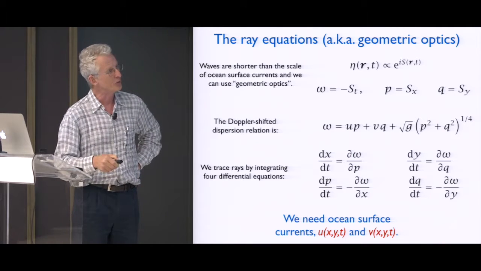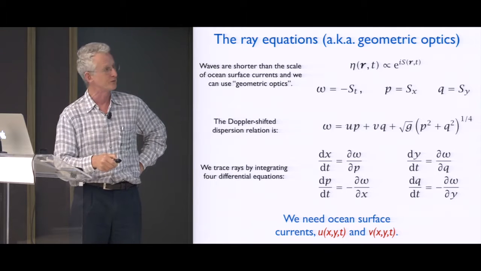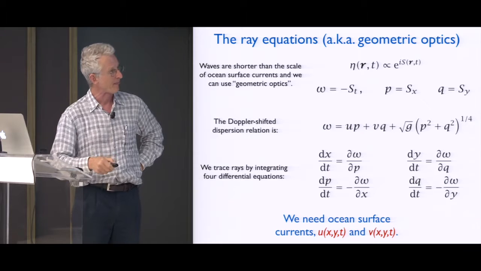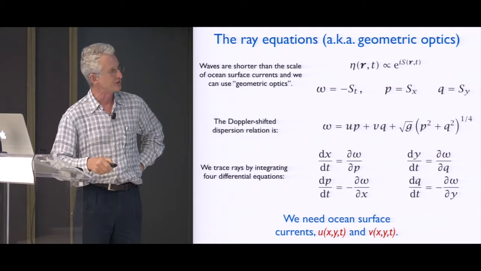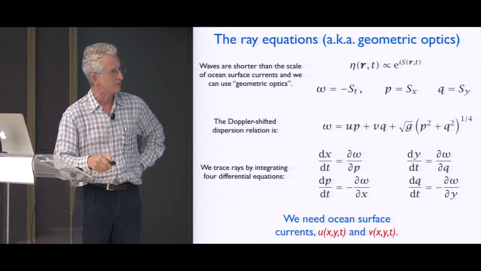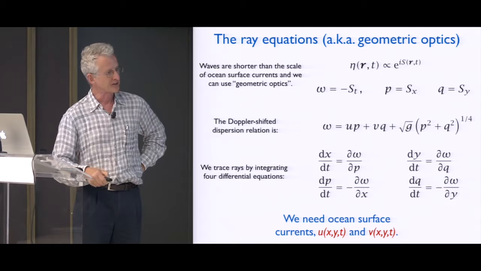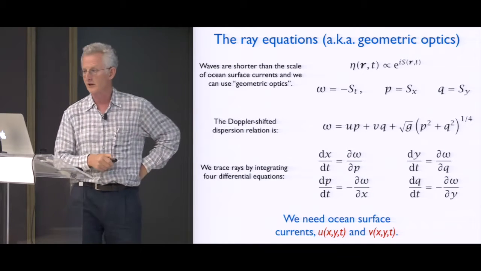We're going to treat u and v as independent of z, which is also an approximation because, of course, surface currents in the ocean do depend on z. And this then gives us the ray tracing equations, which we're going to solve, this coupled system of ordinary differential equations, to trace rays. And to do this, of course, we actually need surface ocean currents. We need U and V, which are functions of x, y, and t.